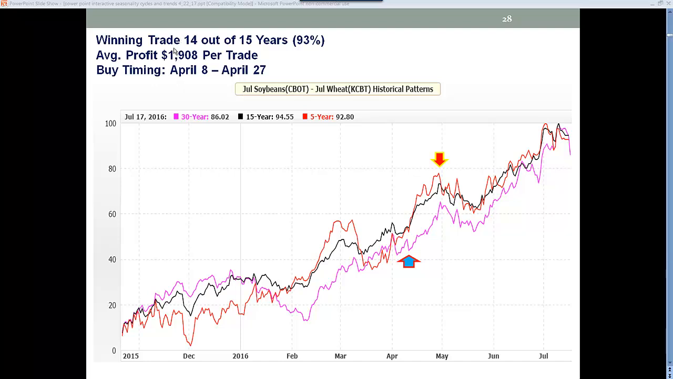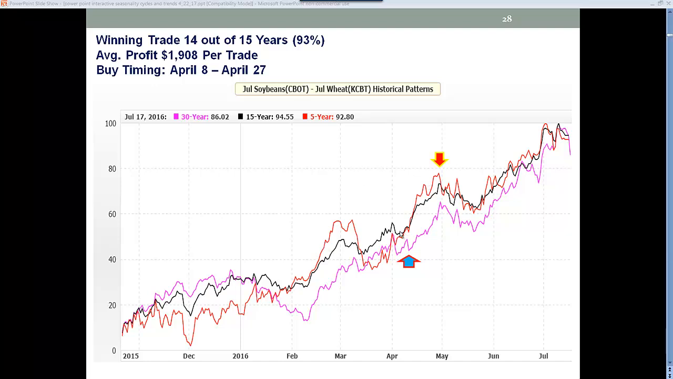The spread starts to perform around April the 8th through April 27th. The way this is marked, you can see it's a 93% winning probability, 14 out of 15 years. It's marked on buying it on April the 8th and then selling on April 27th. It's been over $1,900 on a per spread profit basis. So if you buy it in here, you can see the seasonal trend to the upside and then you sell it there.